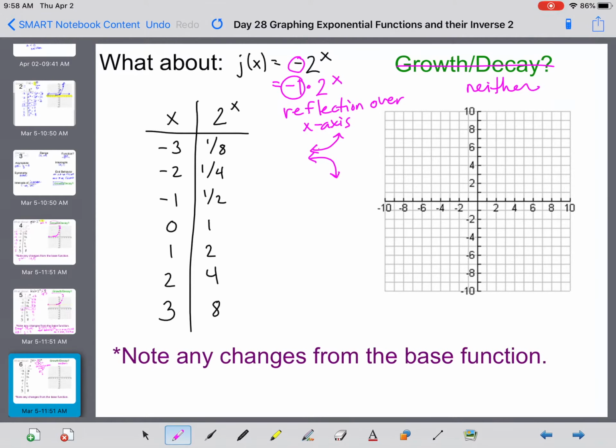So what's happening here is we have all of these same x values, but now your y values are changing. So we are going to be taking the opposite of all of these y values here. So I'm just going to put a negative sign in front. So I'm still working off that same original table, but I'm just going to have the negatives.